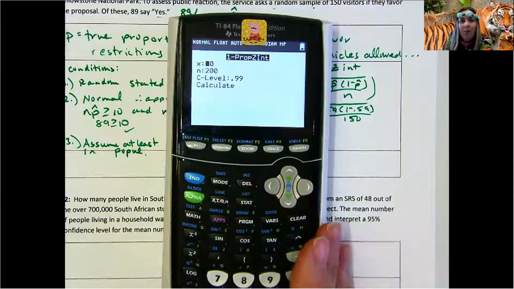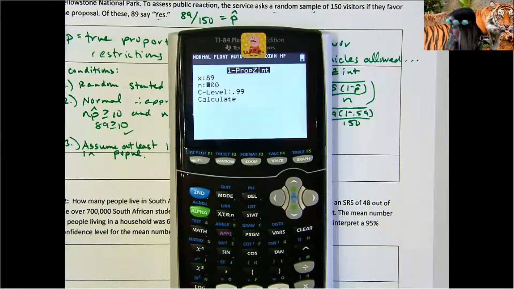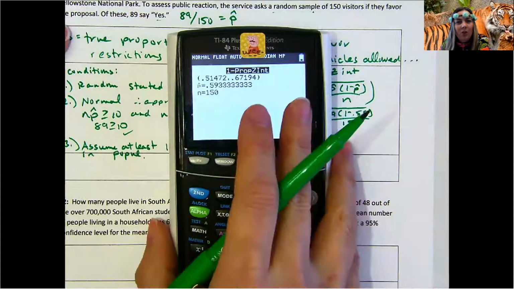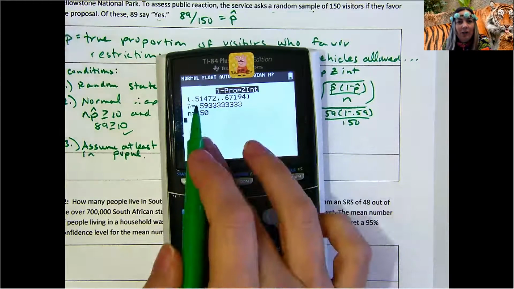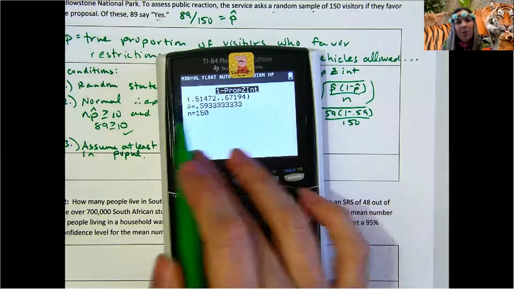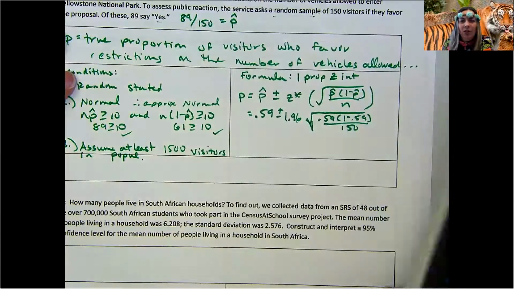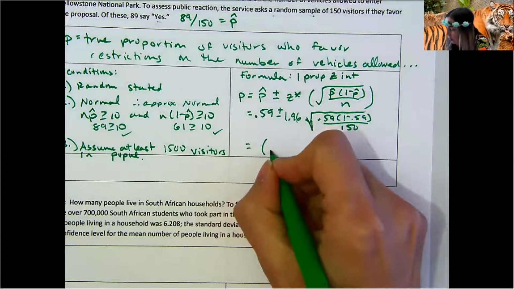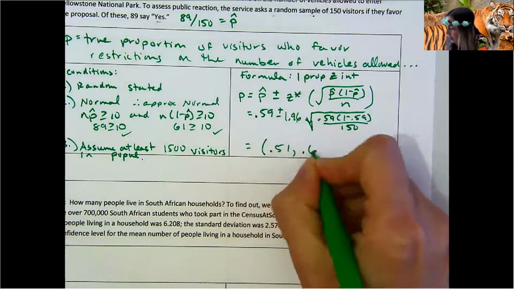All right, so our sample was 89 out of 150, 0.95 confidence level. So there we go. The true proportion of visitors that do want restrictions is somewhere between 51% and 67%. So it looks like most people do want some restrictions on the number of vehicles allowed. All right, so our answer is 0.51 to 0.67.